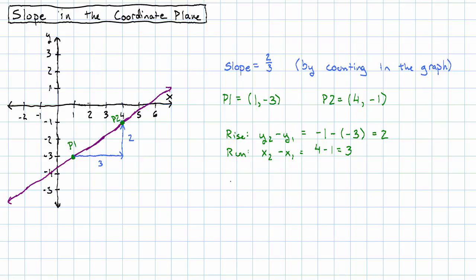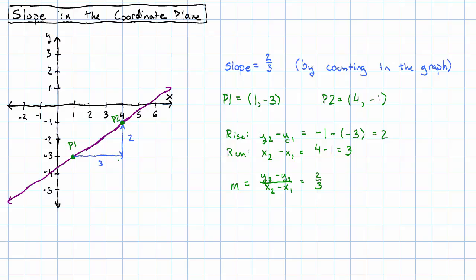We can calculate the slope then, and I'm going to use the letter m for slope, which is what we usually do. It's the difference between the y's over the difference between the x's. We can calculate that by looking at the coordinates of the points, even if we don't want to actually count it out on the graph.